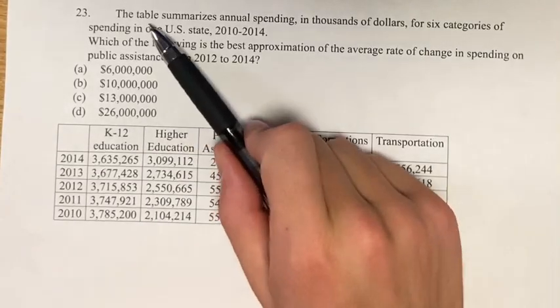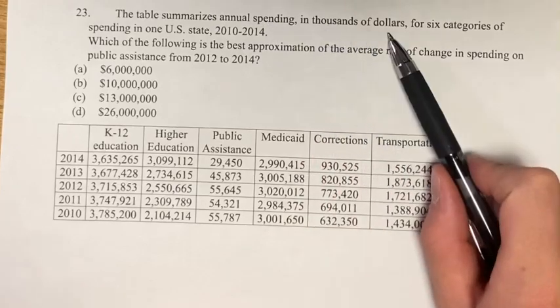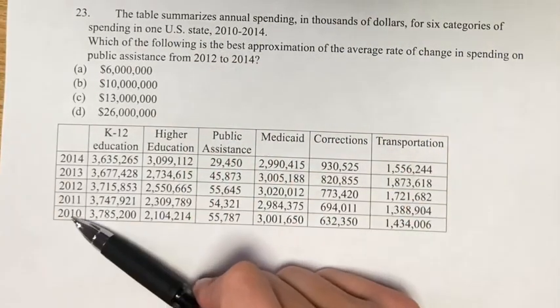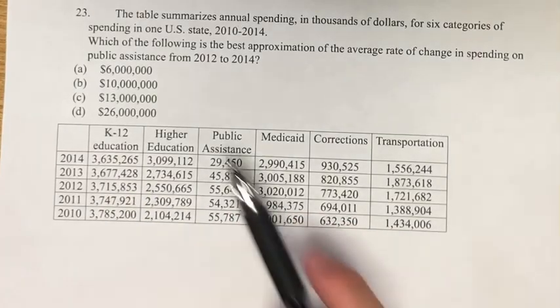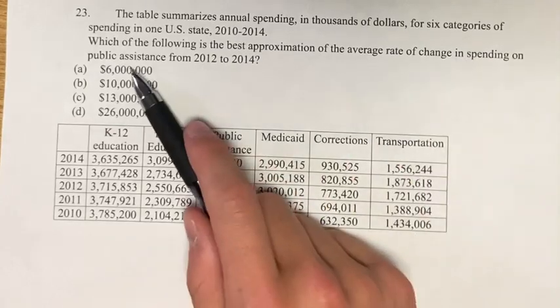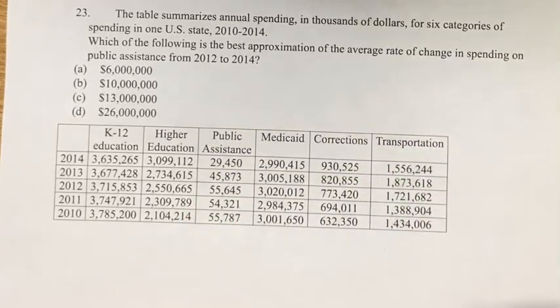In this problem, we're told the table summarizes annual spending in thousands of dollars for 6 categories of spending in one U.S. state from 2010 to 2014. And we're asked, which of the following is the best approximation of the average rate of change in spending on public assistance, which is going to be this column, from 2010 to 2014.